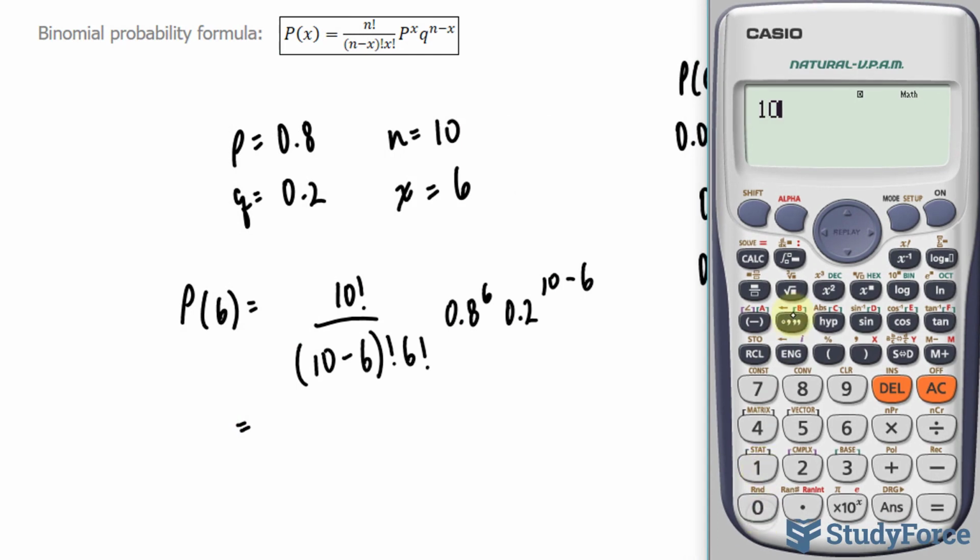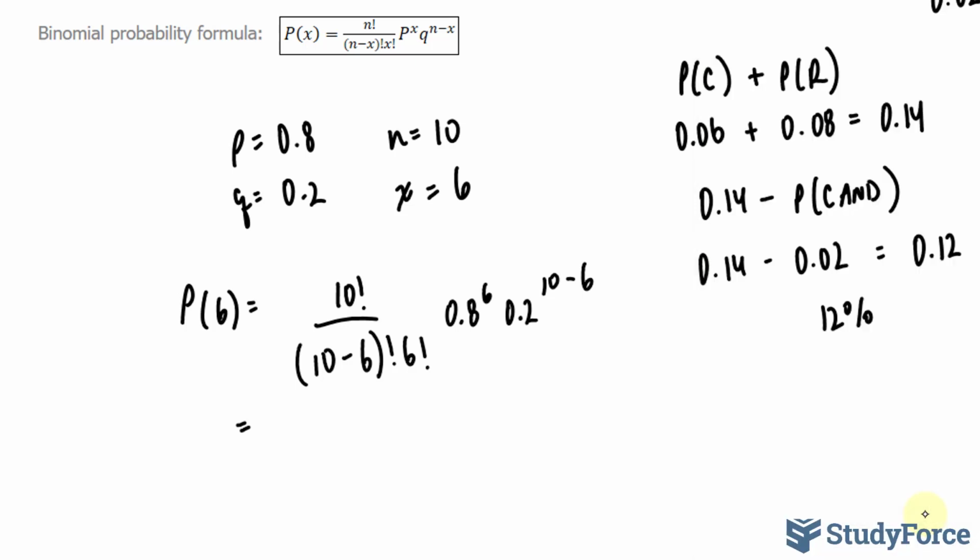We have 10 factorial, and that can be accessed by clicking Shift and this button, divided by 4 factorial times 6 factorial. Then we multiply this by 0.8 to the power of 6 times 0.2 to the power of 4. And this gives us an 8.8% chance. 0.088. You can even round that up to 9.